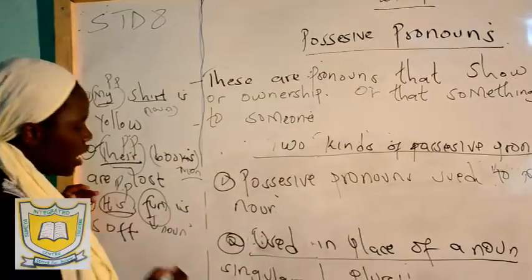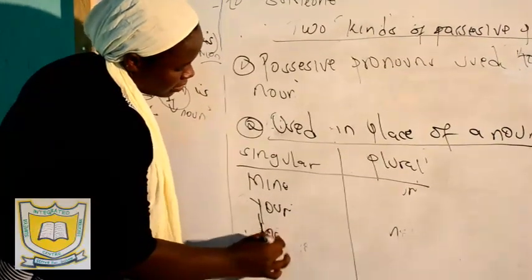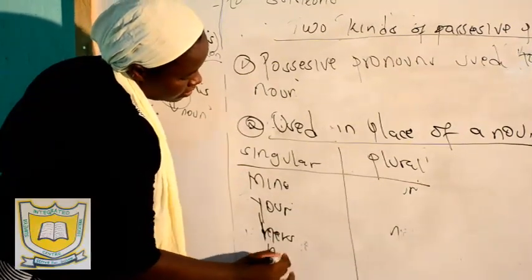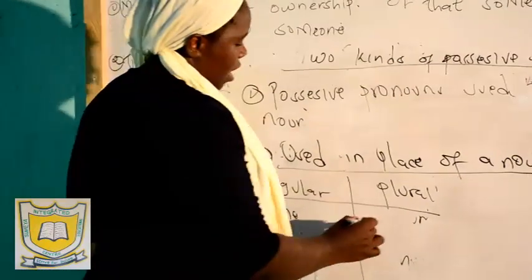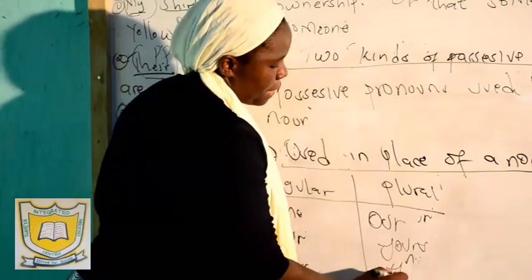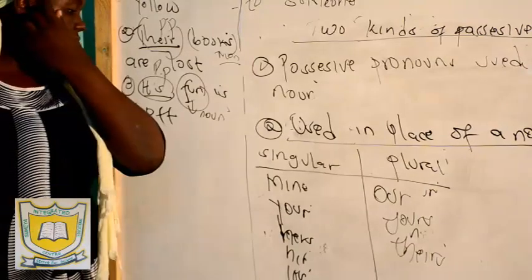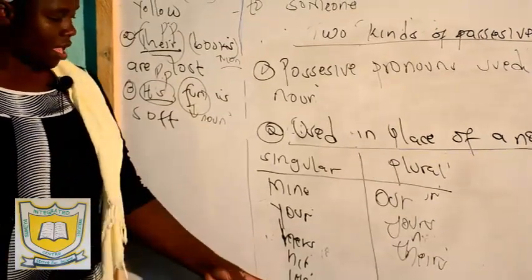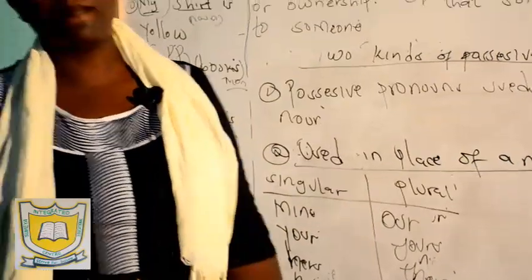You have your, you have hers, you have his, you have its, and then you have the plural, our, you have yours, and then you have their, you have theirs. We have mine, your, hers, his, its, you have our, you have yours, and then you have theirs.